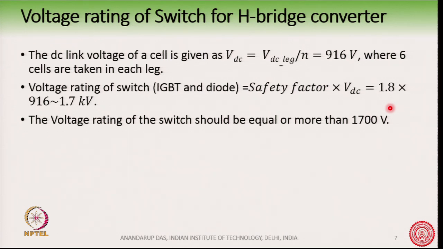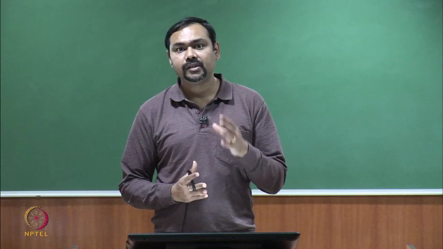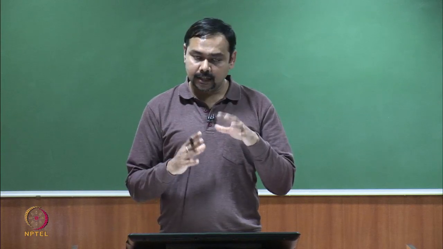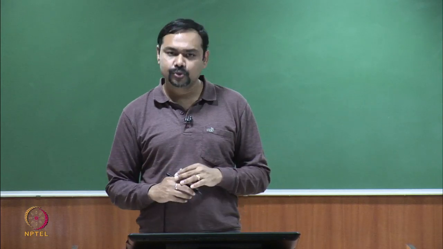So, the voltage rating of the switch we have taken is similar to 1700 volt. For this rating of 1700 volt and 650 ampere, if you go to the websites, you find there are several manufacturers like Infineon, Semikron, Mitsubishi, IXYS, and many others. You can go to their websites and you will find these kinds of switches. You can see their properties, the data sheets, and also their application notes, and you will find a lot of information on how to use those switches.